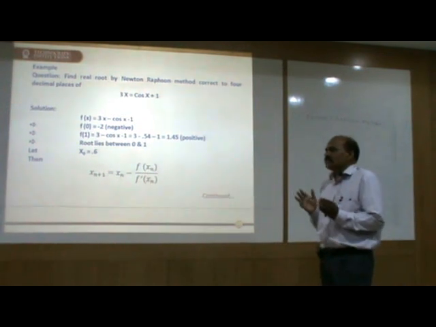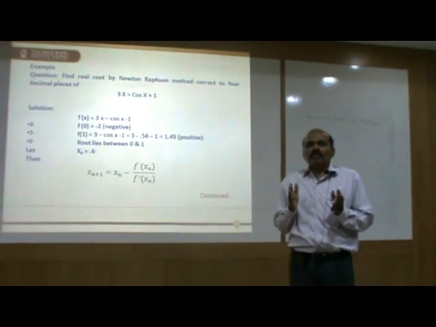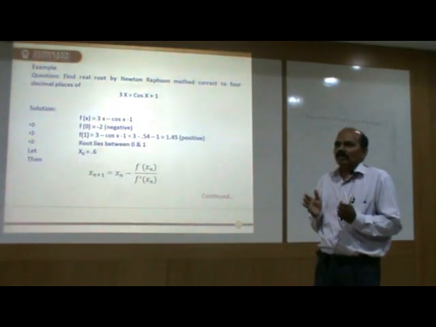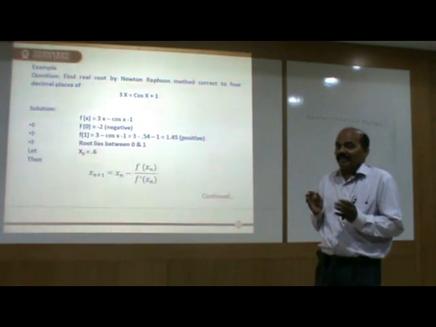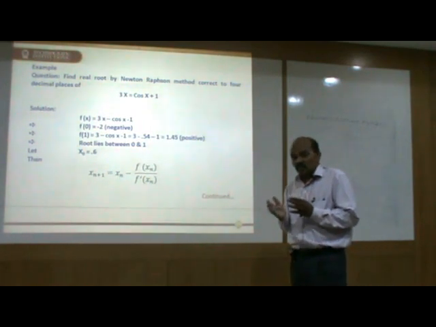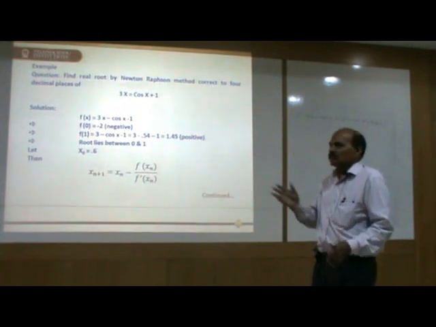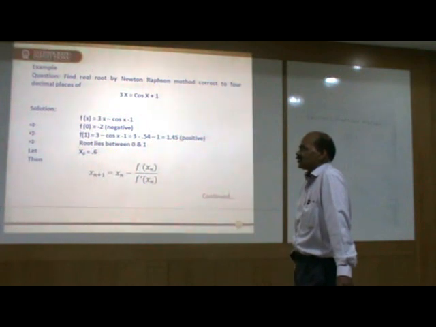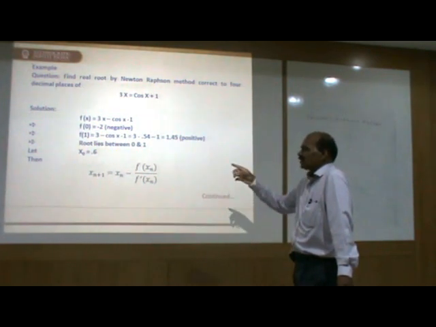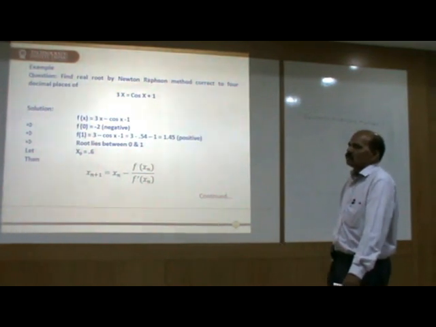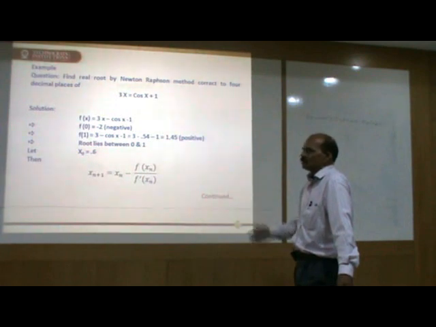Now the interval is 0 and 1. We can take the initial approximation within this interval from 0 to 1. But we should take care whether this initial approximation is closer to the root or not. So we have taken the initial approximation x0 is equal to 0.6. Then putting this x0 is equal to 0.6 in the formula of Newton's Raphson method, we shall get the first approximation x1.